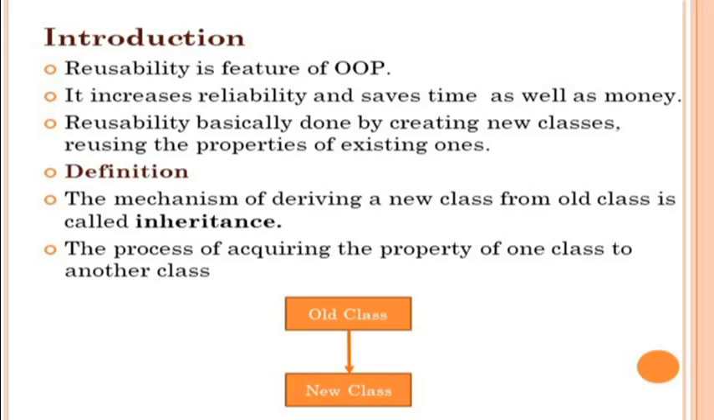Definition: the mechanism of deriving a new class from an old class is called inheritance. Second definition: the process of acquiring the properties of one class into another class. That means you can see this diagram. Old class means your existing code and new class means you are doing new development, new code. In the new code you can access the existing class properties. That means properties are nothing but the member variables and the member functions of the existing class.